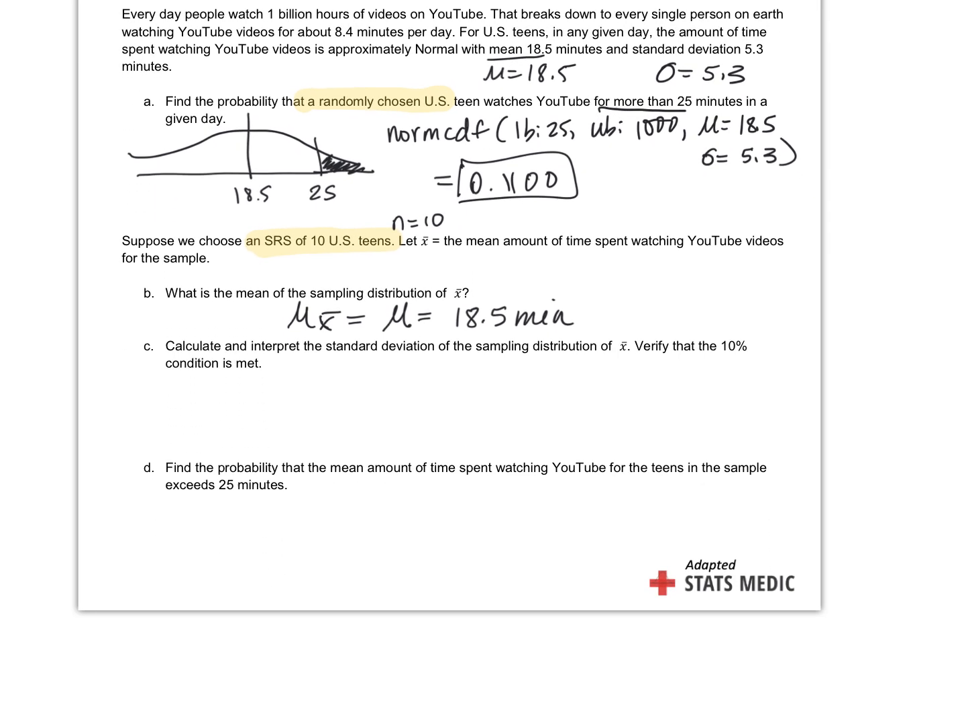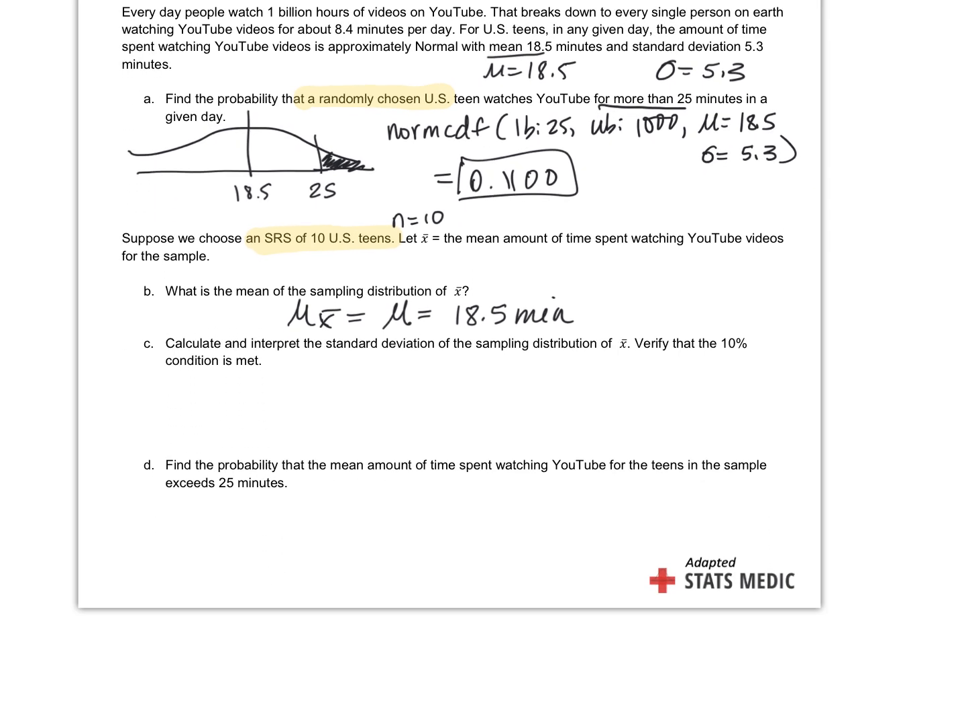C says, calculate and interpret the standard deviation of the sampling distribution. So we've got to use that standard deviation equation. It's the population standard deviation divided by the square root of our sample size. So 5.3 divided by the square root of 10. It's 1.68.